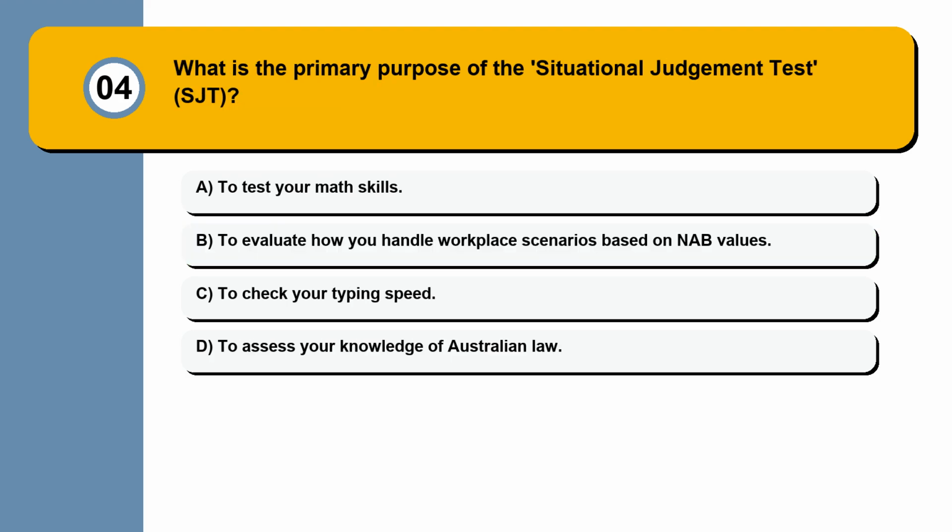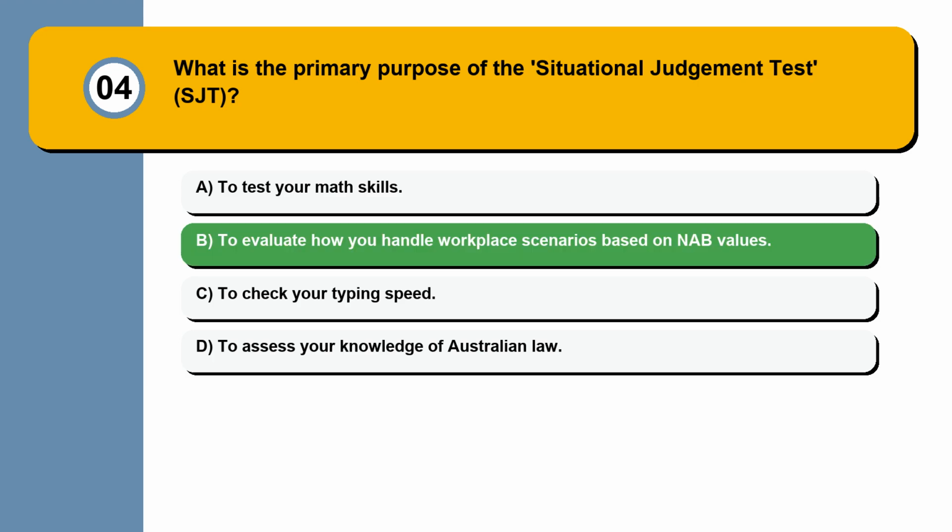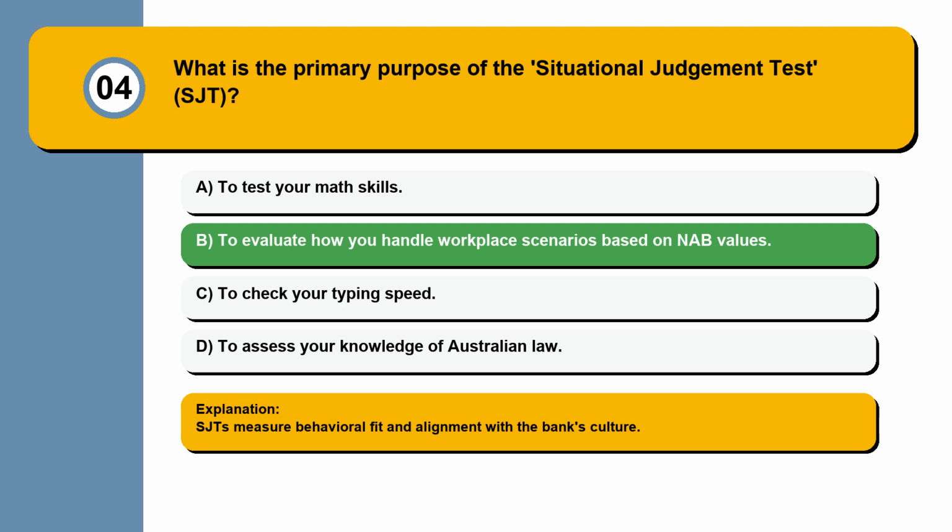Question 4. What is the primary purpose of the situational judgment test (SJT)? To test your math skills, to evaluate how you handle workplace scenarios based on NAB values, to check your typing speed, to assess your knowledge of Australian law. SJTs measure behavioral fit and alignment with the bank's culture.